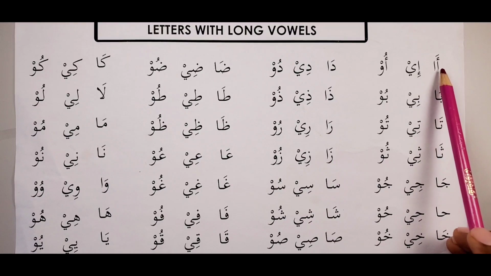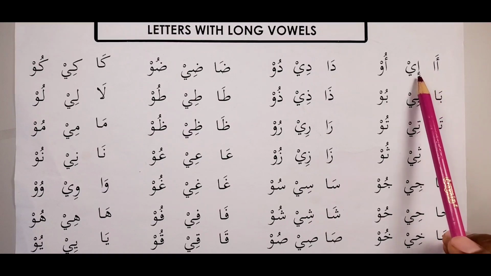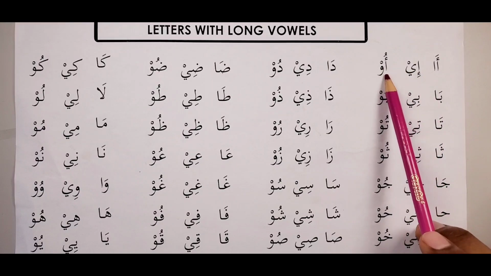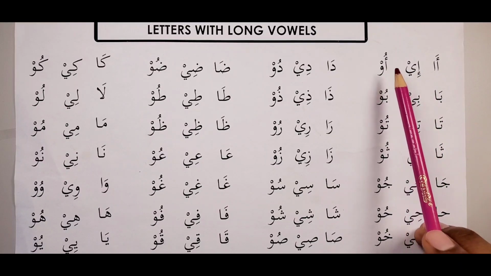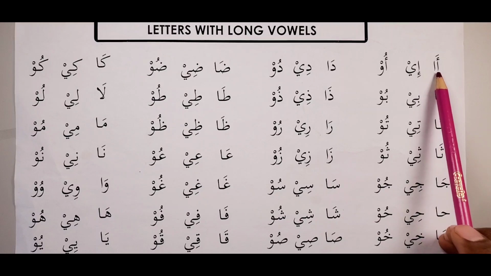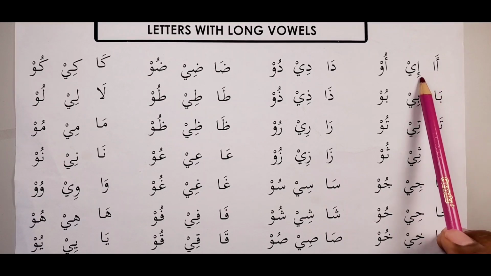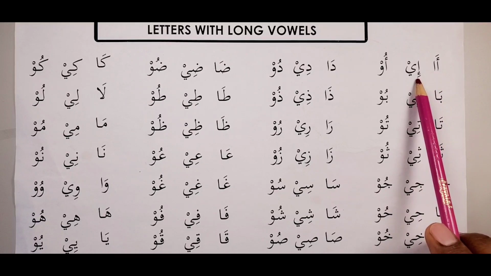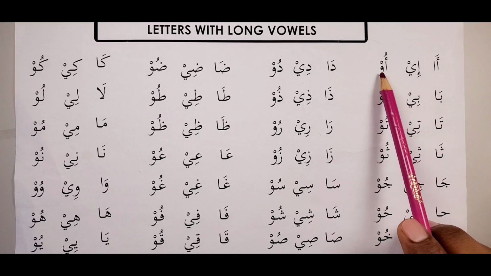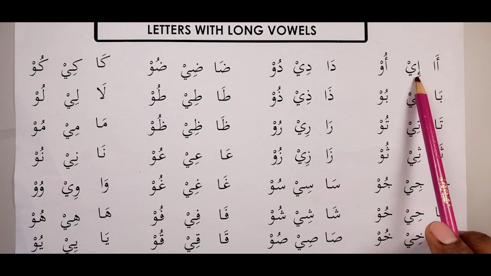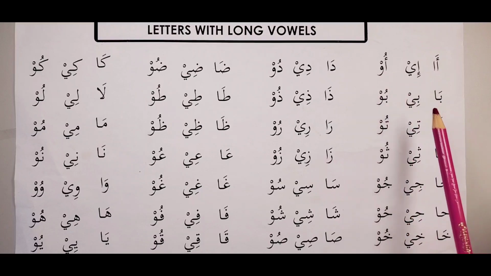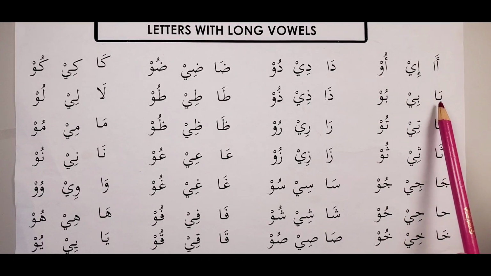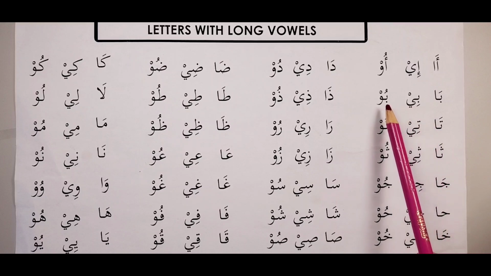So we have Alif with a long vowel, Alif with a Kasra with a long vowel, Alif with a Dhamma with a long vowel. So if we didn't have a long vowel, this would have been read like this: A, E, O. But we have a long vowel here. So how do we read it? We read it like A, E, O. See, you're making the vowel long. A, E, O.